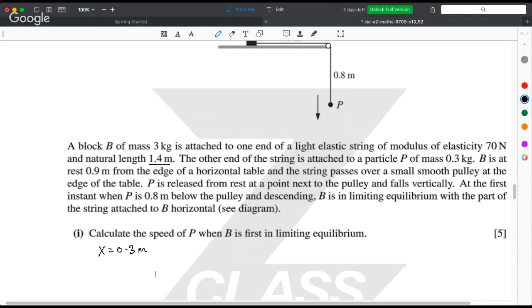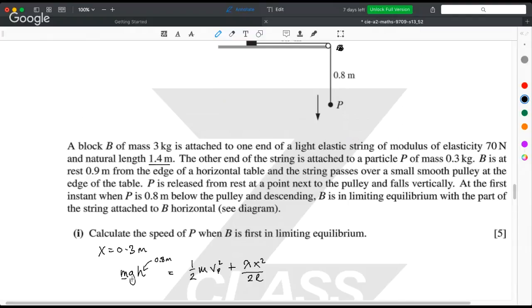If we do conservation of energy, P starts here. The energy in the system here: B had no energy, it wasn't moving. The string wasn't stretched, so it didn't have any elastic potential energy. So all of the energy in the system at the beginning was just mgh, where h is 0.8 meters. This is now equal to 1/2 m at the later stage, m_P v_P squared, plus lambda x squared over 2L, again from the formula booklet, the elastic potential energy of the string.